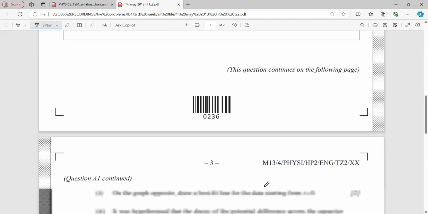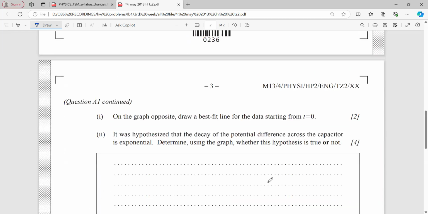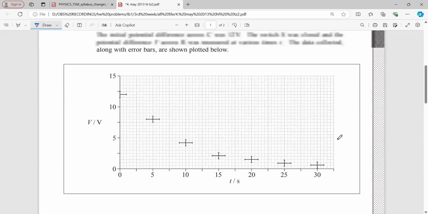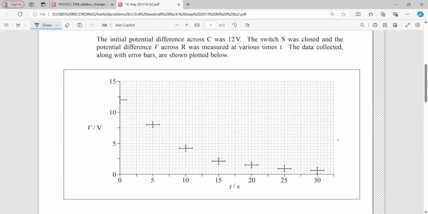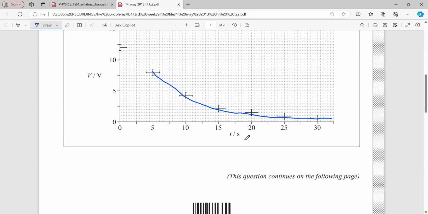Now, what is the question? On the graph opposite, draw a best fit line for the data starting from t equal to 0. Okay. So we need to draw a best fit line here. We start from here, then draw it like this. Though it may not be exactly right, but anyway, to some extent I have drawn. Okay, as compared to yesterday's problem, it is not like this, it's almost okay. So this line, this region is not so good. Okay, now first part is done.